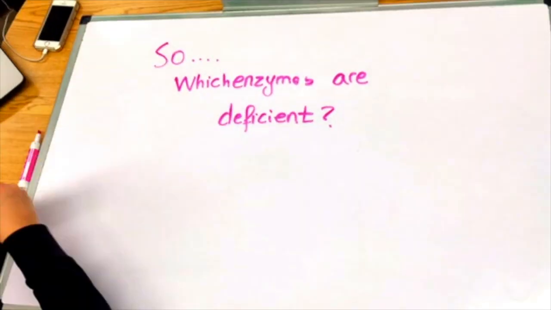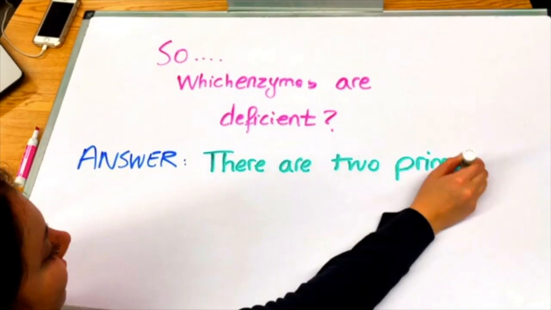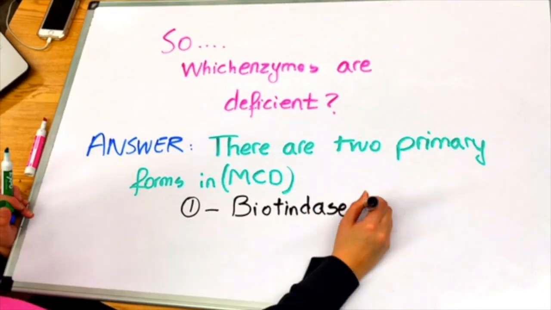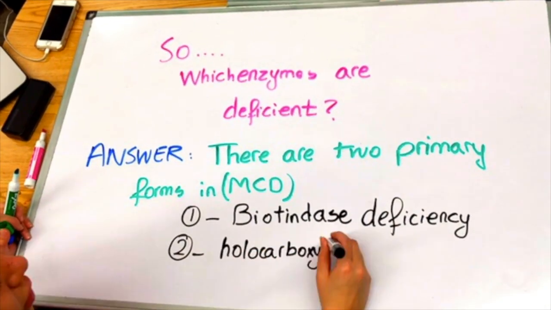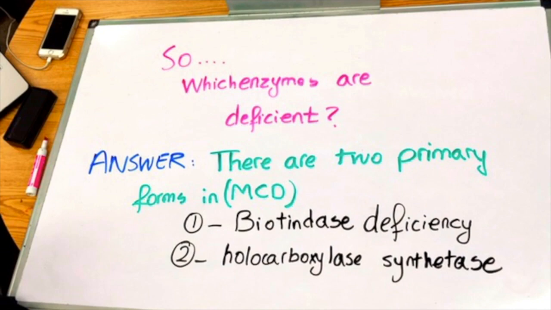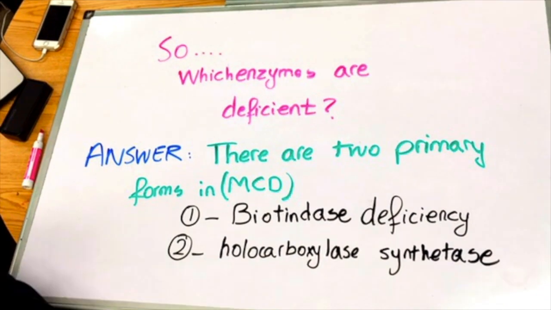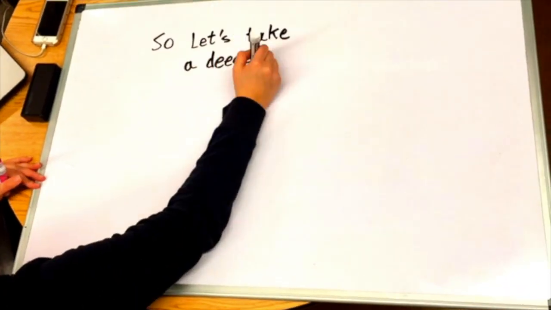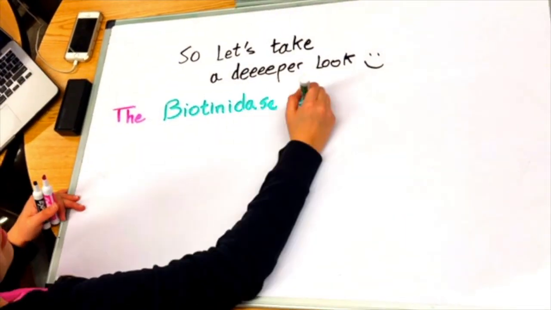So what enzymes are deficient? The answer is there are two primary forms in MCD. One is biotinidase deficiency, and two is holocarboxylase synthetase deficiency. So let's take a deeper look.